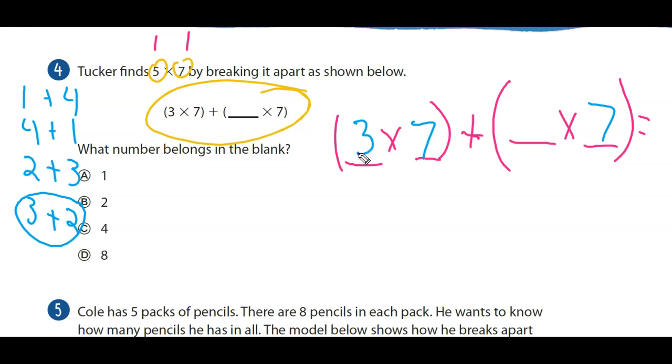So now he has 3 times 7, okay? And then here he has what? 2 times 7. But look what the question says. It says, what number belongs in the blank? What number did we put in the blank? 2. And I'm done. Did he ask you to solve it? No, he didn't. It just asked you what's the number that goes in the blank?